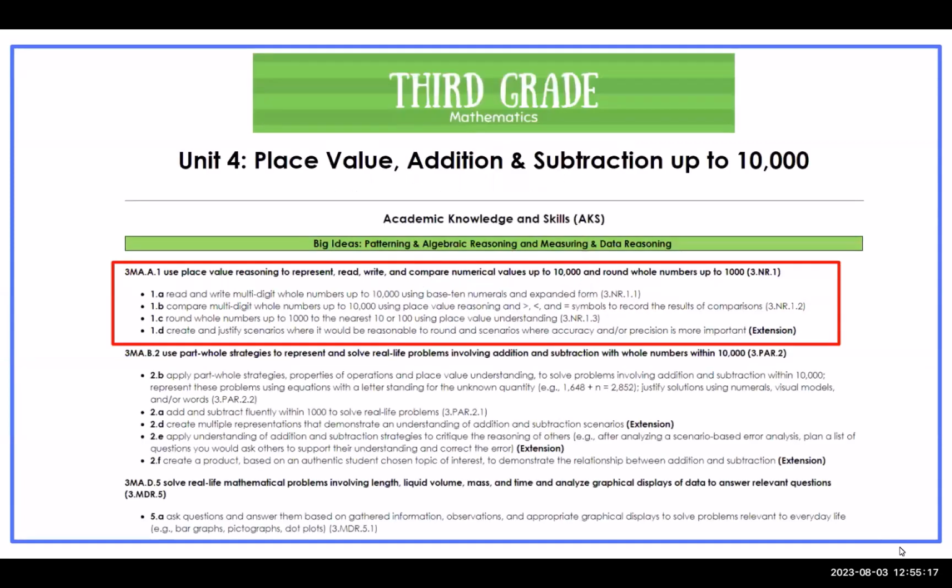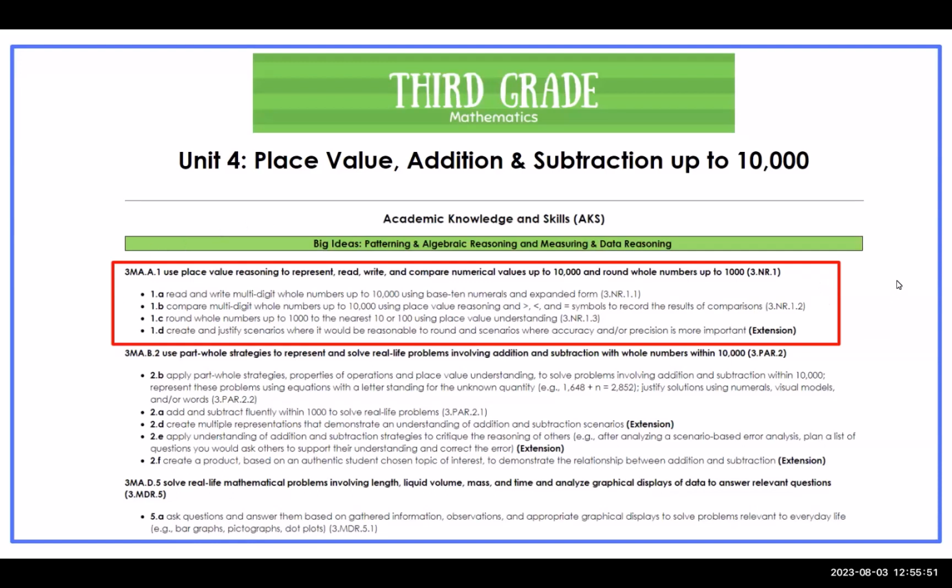Unit 4 has 3 AKS. On these next 2 slides, we're going to take a look at the AKS and the IOAs that support this unit. Just as a reminder, at the end of each AKS and at the end of each IOA, in parentheses, you will see the state coding at the end, so that if you are looking up resources on the Georgia DOE website, you are able to find that IOA that is related to our GCPS IOA.